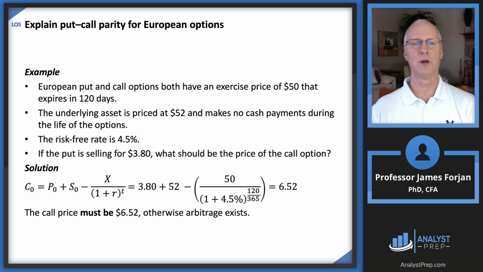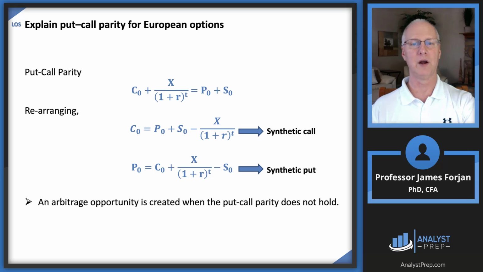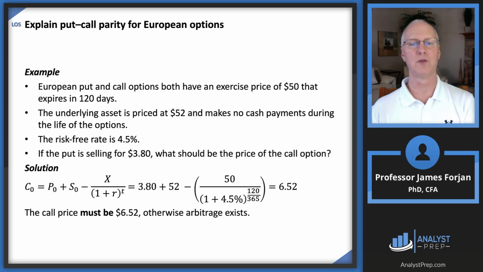All right, let's do a quick example here. We've got European put and call options. Oh, I forgot to mention this: when you do put-call parity, the call option and the put option have to have the same exercise price. All right, so that's shown here as $50, expires in 4 months. Underlying asset price at $52. No cash payments. Okay, that's a simplifying assumption here. Risk-free rate 4.50%. If the put is selling for $3.80, what should be the price of the call option? Wow, that sounds like a lot of stuff, but all we're going to do is use put-call parity, do a little algebra, and we'll solve for $6.52. If the call price is not $6.52, there's going to be an arbitrage opportunity. How cool is that?